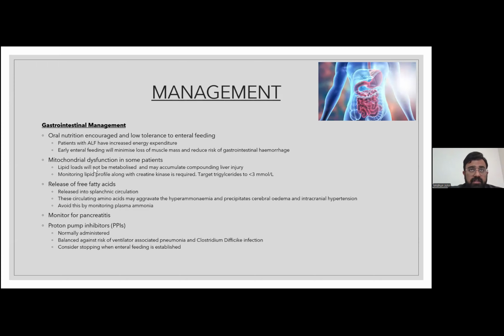Once you see ammonia levels going up, you need to look for potential causes other than obviously the liver for this going up. PPIs are normally administered. However, balancing the risk of ventilator-associated pneumonia and C. diff infections was brought up. So to consider stopping it when enteral feeds are established is what the guidelines were pushing for in terms of PPIs.